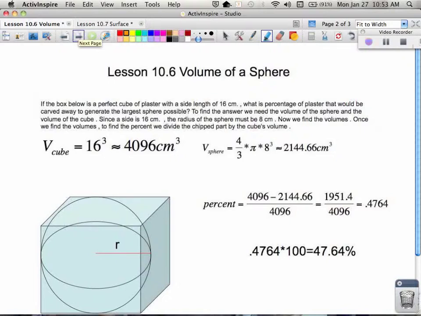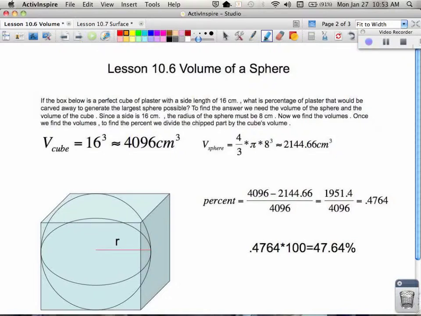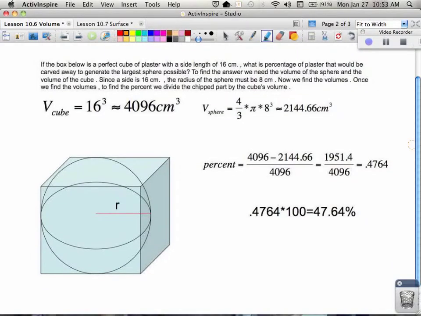Let's apply some of this stuff. Let's go to an in-depth problem here. Down below on the left side, we see a picture. And we have a cube. It's a plaster cube, and it has a side length of 16 centimeters. So this side length of 16 centimeters means right here that I have a 16 on the edges of the cube. And what we want to do is figure out the percentage of plaster that would have to be carved away, that means the garbage, to generate the largest possible sphere.